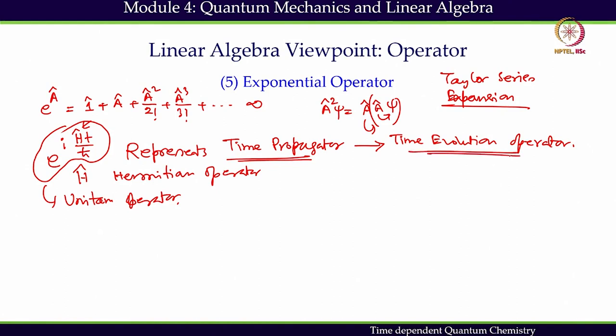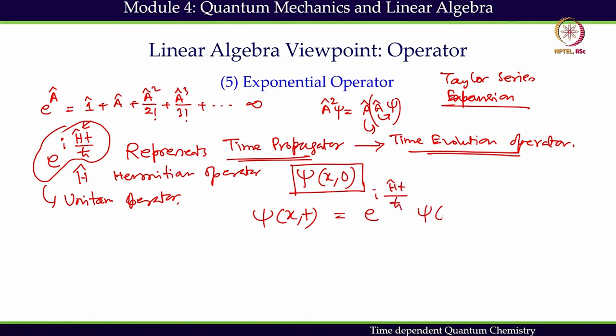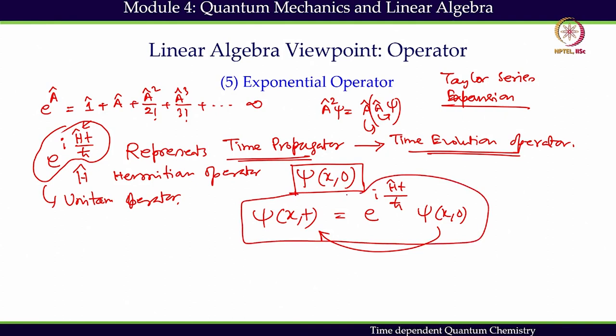Now, why is it the time evolution operator? We will prove this. It is the time evolution operator because if we know psi(x, 0), the initial wave function of a particle, then I will be able to find out psi(x, t), what the wave function of that particle would be at a time t. That can be found by employing this time evolution operator on it. So, from the initial wave function, I can get the final wave function with the help of this time evolution operator. Now, we will prove how this time evolution operator is giving us this equation.